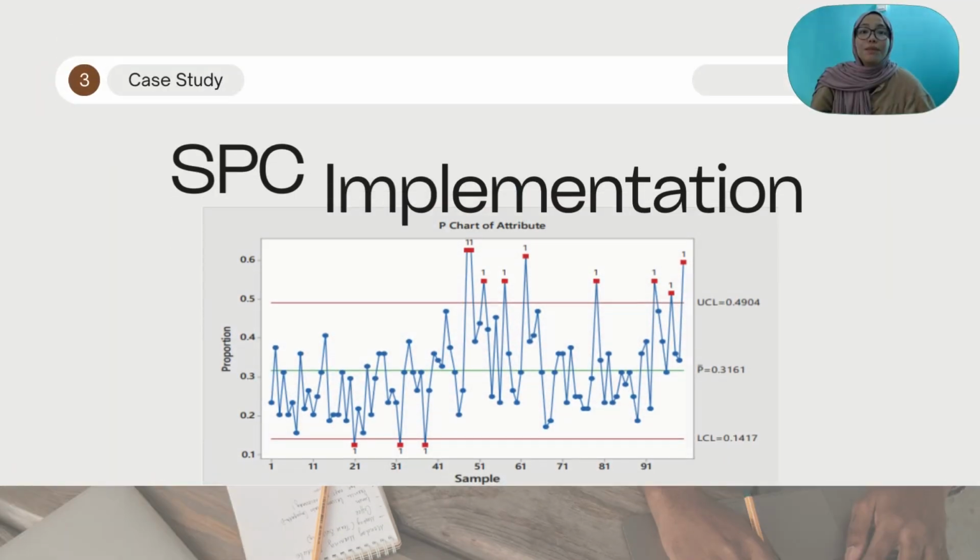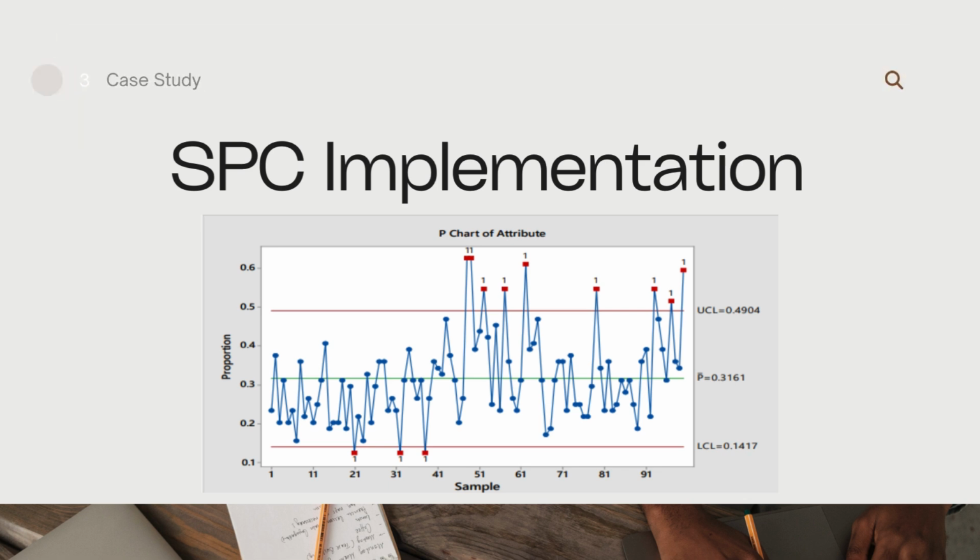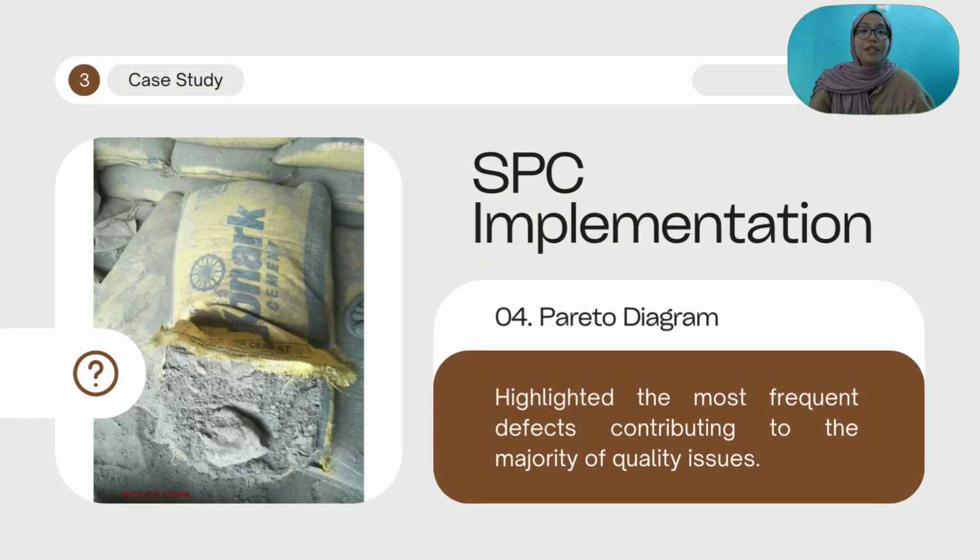This figure showed the P control chart of the attribute characteristics. A number of proportions exceeded the upper control limit of 0.4904 and 3 proportions are less than the lower control limit of 0.1417.